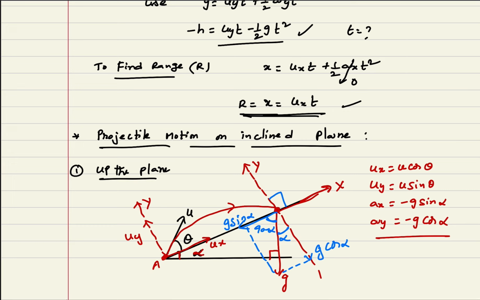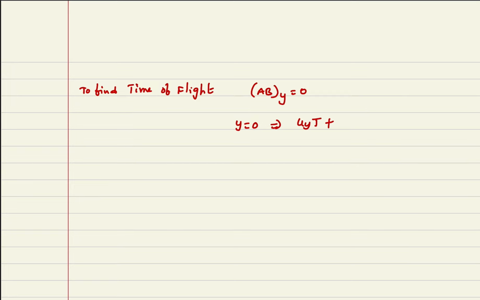Now in this case, if you want to calculate the time of flight, let us consider the particle is landing on the inclined plane at B. How to write? To find the time of flight, I am not writing any remembered formula. The vertical displacement AB is equal to 0, so y is equal to 0. We can write uy into time of flight plus half into ay into time of flight square is equal to 0. From this, 2uy by the magnitude of ay is equal to the time of flight.